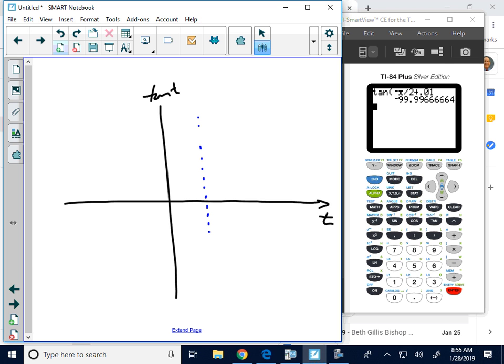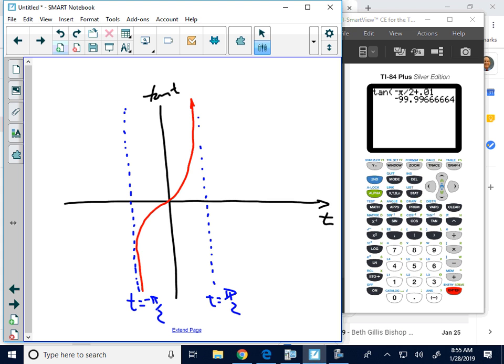Okay, so here's the vertical line. This is t is equal to pi over 2. And here's another vertical line. And this is t is equal to negative pi over 2. And the graph that we had on the other picture was this. Okay?